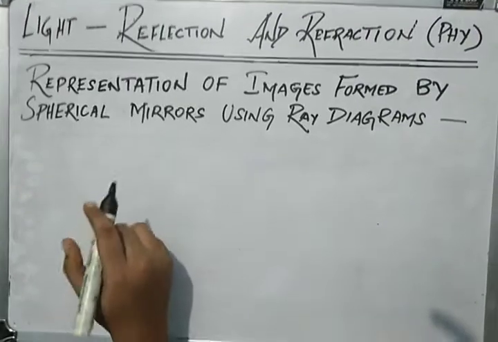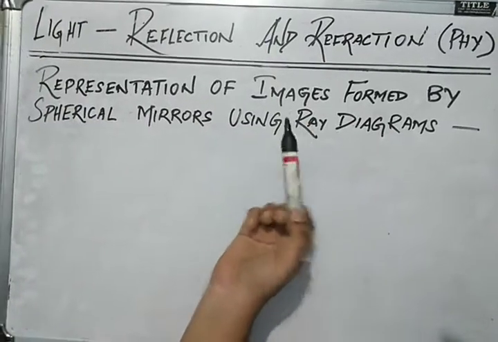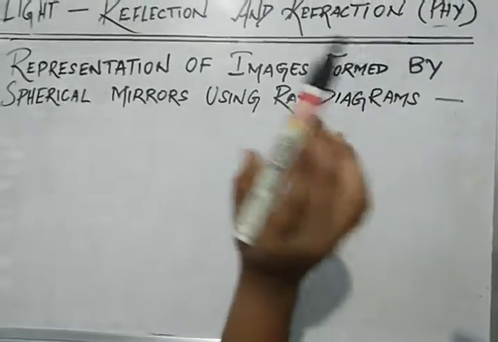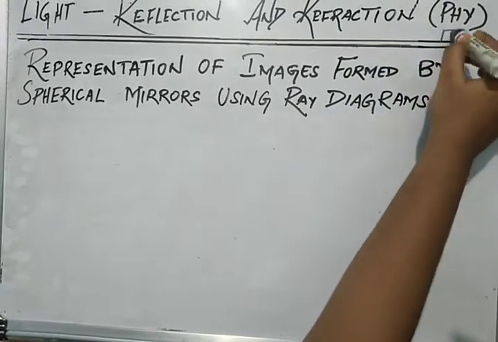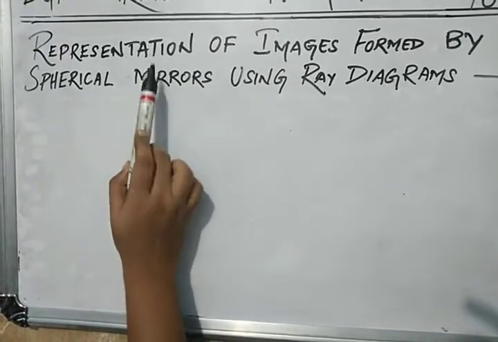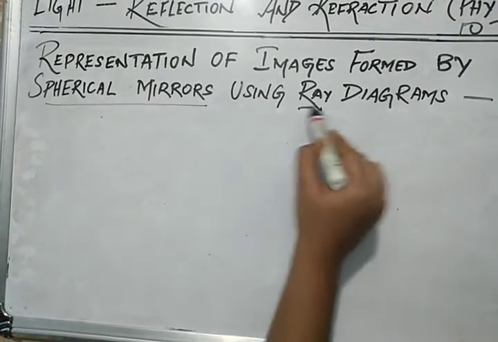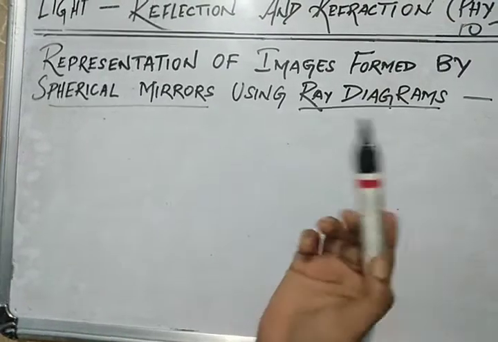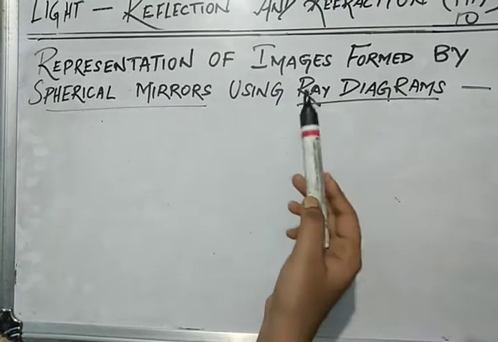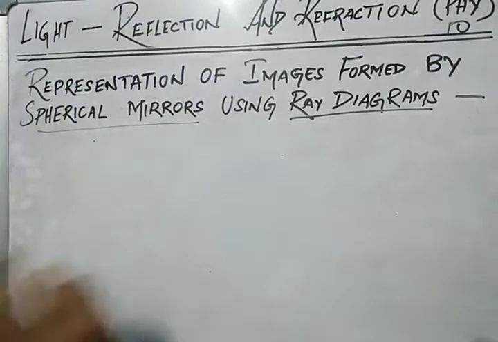In today's video, we'll be learning about the continuation of this chapter, light, reflection and refraction. This belongs to the physics part, and this is chapter 1 of physics, but chapter 10 of NCERT. Our topic for today is representation of images formed by spherical mirrors using ray diagrams. We'll be learning about the ray diagrams and particularly about the important paths taken by the rays after they get incident, how they get reflected back in today's video.